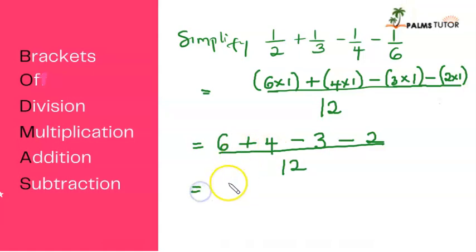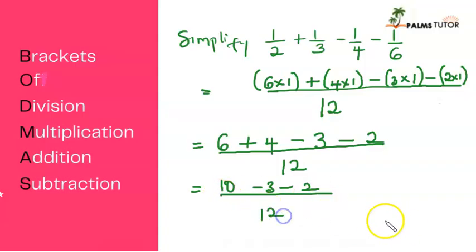Now we have 6 plus 4 gives us 10, minus 3, minus 2, all over 12. What is 10 minus 3? 7. 7 minus 2, 5. So we have 5 over 12. Okay, so you see how we moved stepwise to get this answer correctly. So our correct answer will be 5 over 12. Okay, let's see some examples.